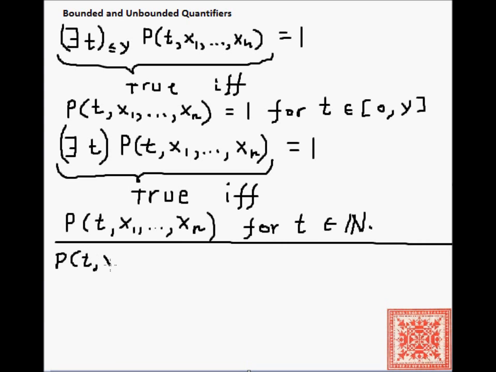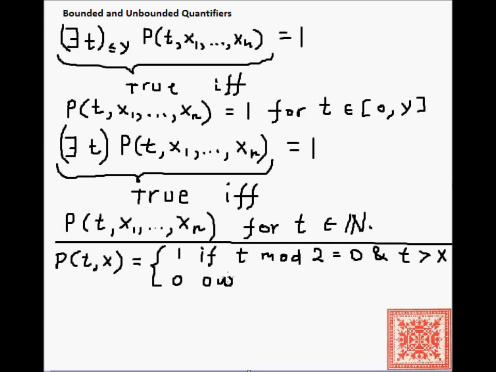So let's consider a couple of examples. Let's define this predicate p(t, x) to be 1, or true, if t modulo 2 is equal to 0, so if t is an even number and t is strictly greater than x, and 0 otherwise. So it's a predicate of two arguments.